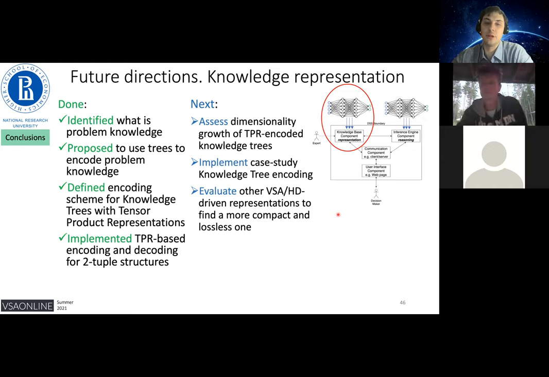In my recent paper about encoding and decoding of trees, there are some evaluations of resources required for encoding and decoding large trees. And also, it is beneficial, and I believe it should be my next step, to evaluate other VSA and HD representations to probably find a more compact and maybe even a lossless solution.